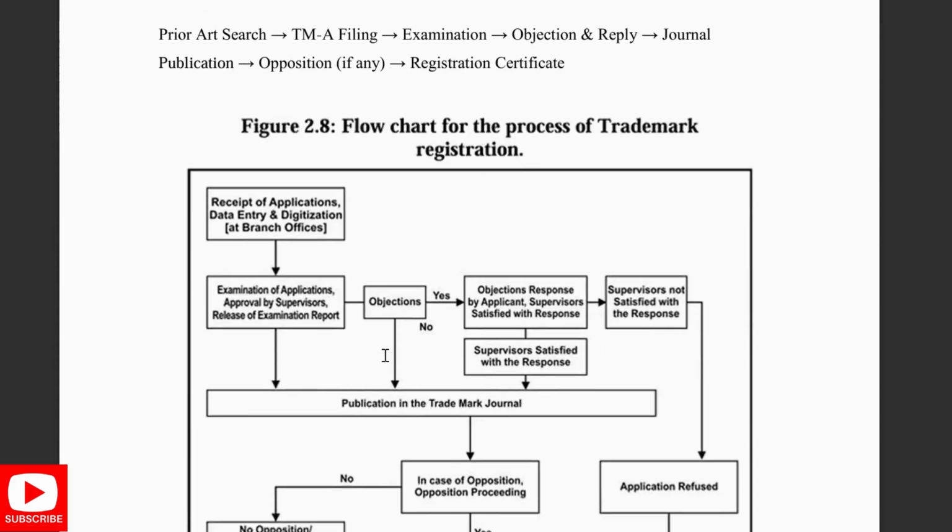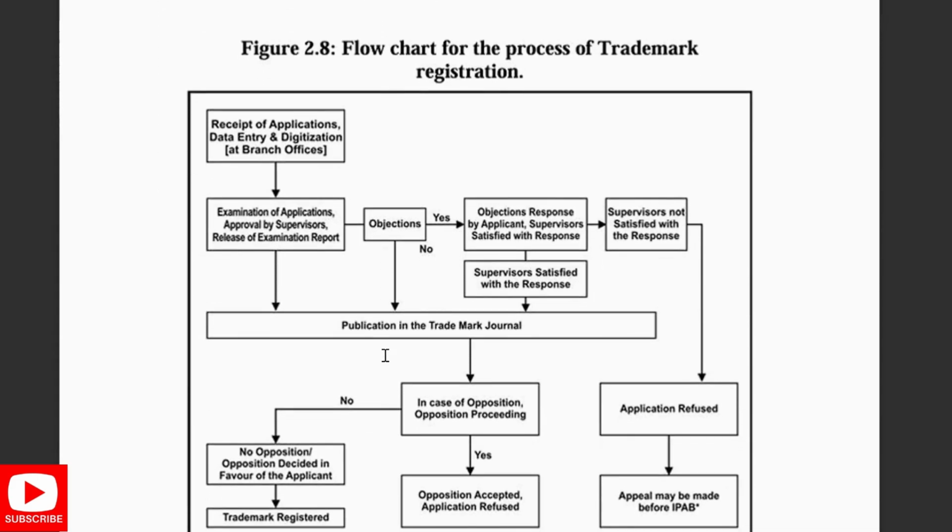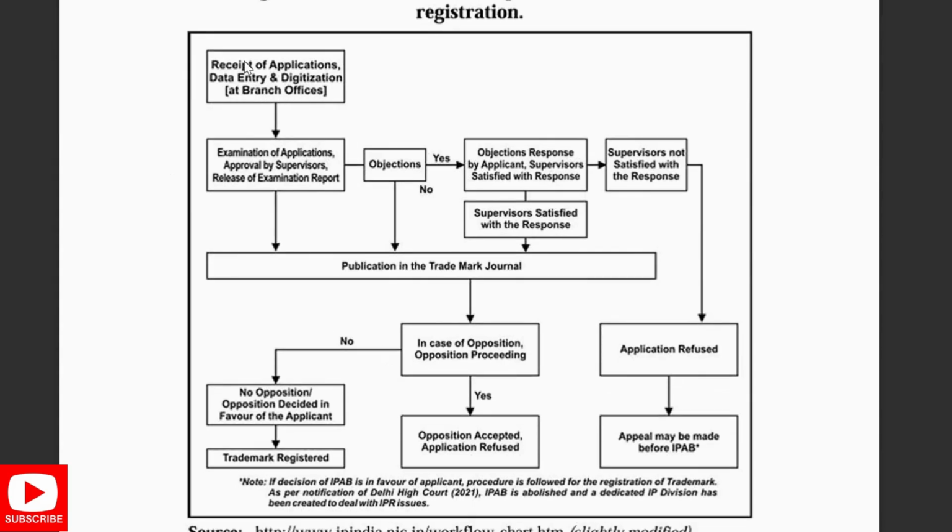So you have to write this flowchart because they will mention the flowchart. So this is the receipt of the applications, data entry and digitalization at the branch office, as I said. Then examination of the application and approval by the supervisors and release of the examination report. If there is any objection, then objection response by the applicant and the supervisor checks whether satisfied with the response. If not satisfied with the response, then it is rejected. If the supervisor is satisfied with the response, then publication in the trademark journal.